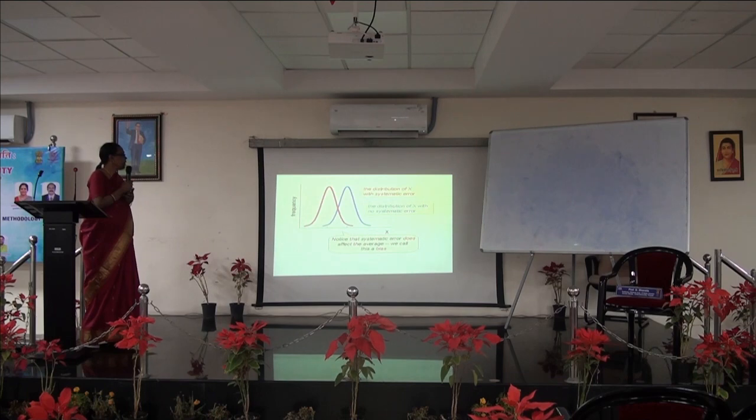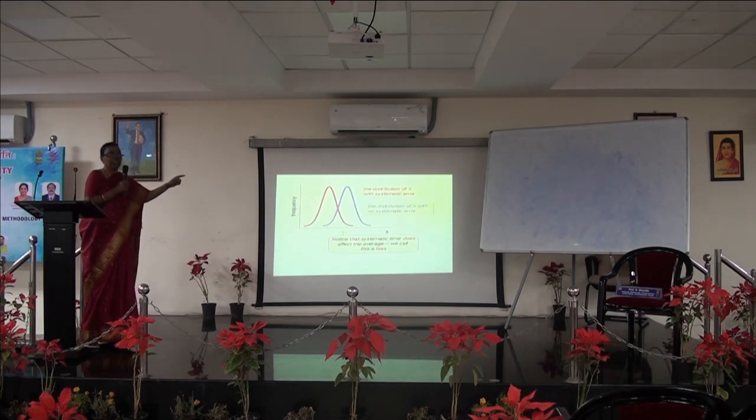The distribution X with systematic error, red. The distribution X with no systematic error. Earlier, with random error, it is overlapping. The curve is overlapping, slightly bigger. That's all. The distribution is expanding. Here it is completely wrong. It is showing skewness.